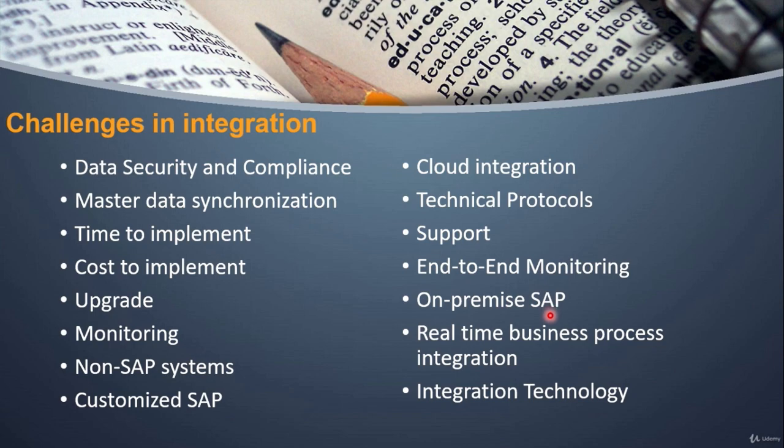On-premise SAP. Let's say you have an SAP system which is on-premise because of data security constraints or whatever. Then you should be able to integrate this on-premise SAP system with your cloud-based systems as well. As I told earlier, on-premise to cloud, cloud to on-premise, as well as cloud to cloud and on-premise to on-premise will be very simple using SAP CPI. Real-time business process integration. At real time, we should be able to monitor what all integration is happening. This point is similar to the monitoring aspect which we had seen earlier.